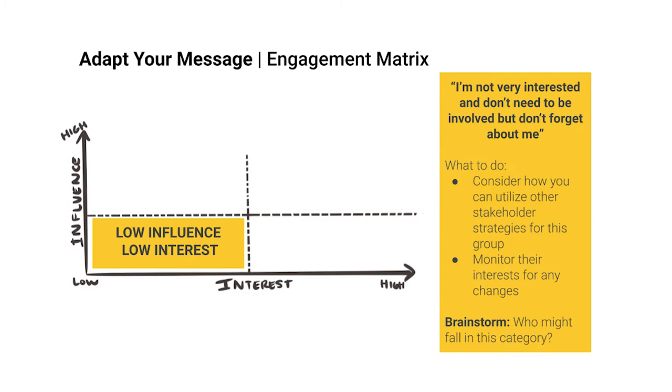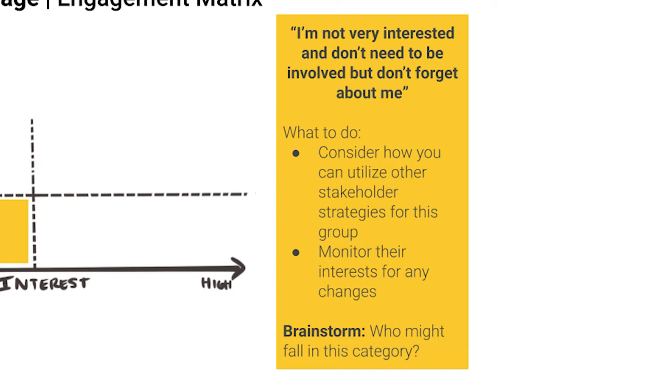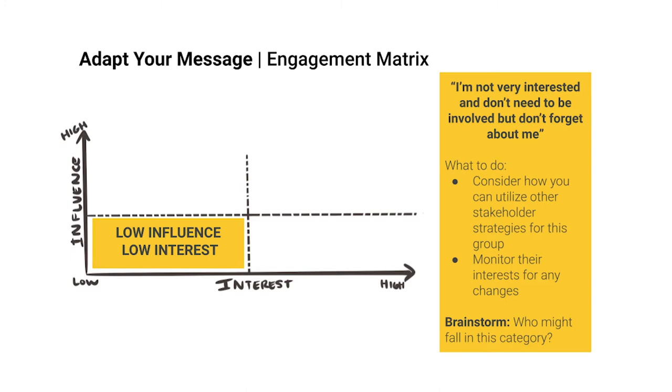And last but certainly not least, we have our low influence, low interest folks. This is a group that is very important. All groups in the quadrant are. Something that this group might be thinking is, I'm not very interested and don't need to be involved, but don't forget about me. Especially for this group, as they might be a group that is often left out of conversations involving the strategic planning process, it's super important to make sure that we are engaging them intentionally and specifically, and to consider how you might utilize other engagement groups to spread the word to this particular quadrant about what's happening with the plan.